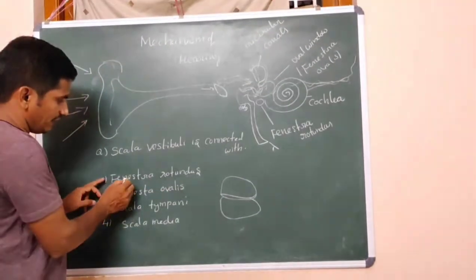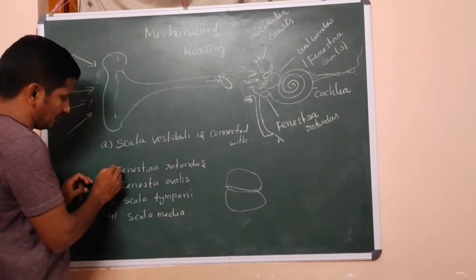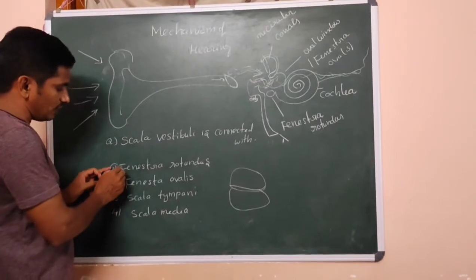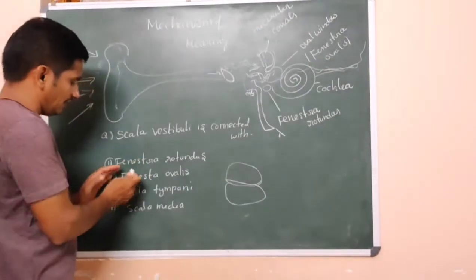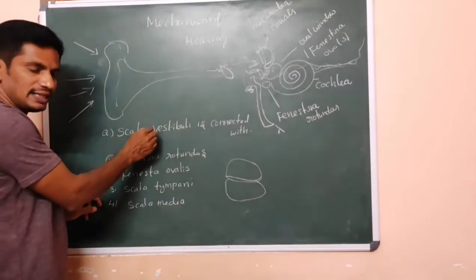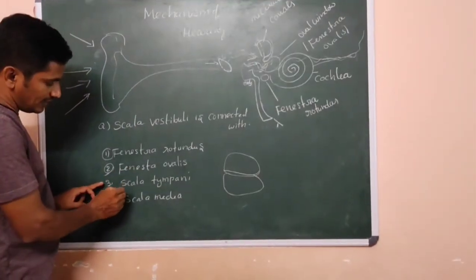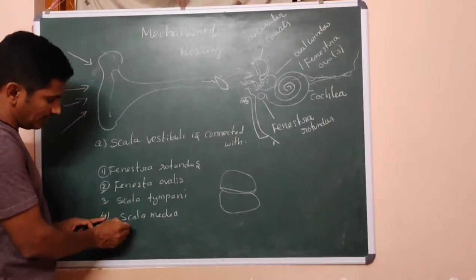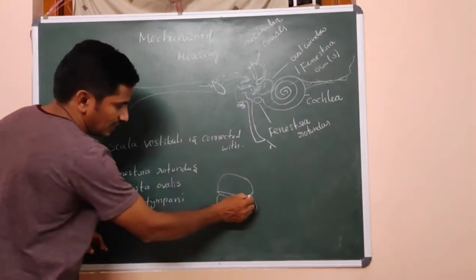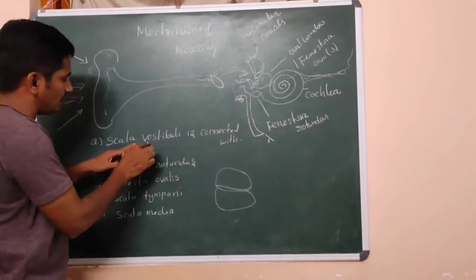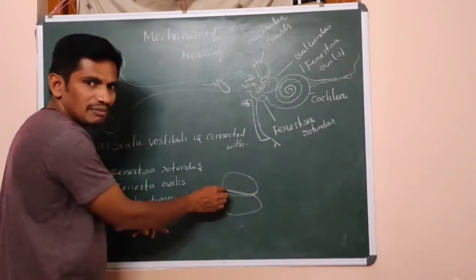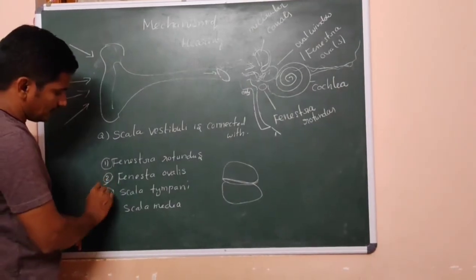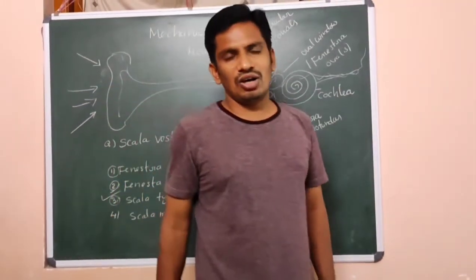Fenestra rotunda is not the answer because it is the round window, and fenestra ovalis is the oval window, which relate to the middle ear composition but purely to the internal ear. That's why the answer is either scala tympani or scala media. Scala media is separated from the vestibular duct by the Reissner's membrane. That's the reason scala tympani is the answer.